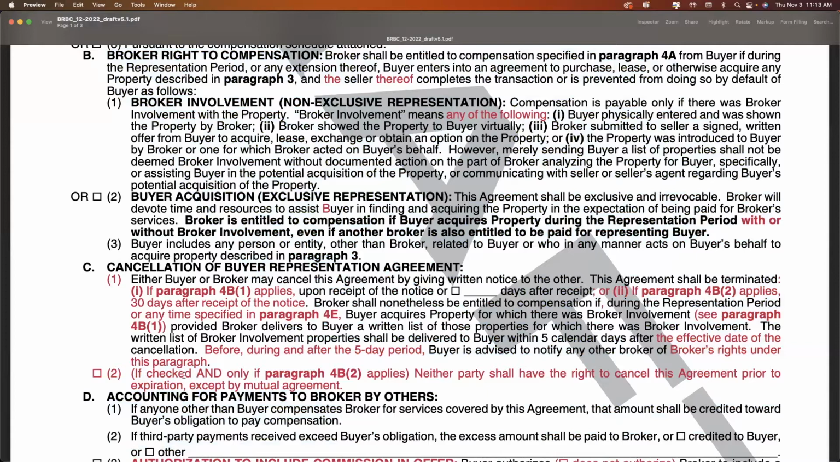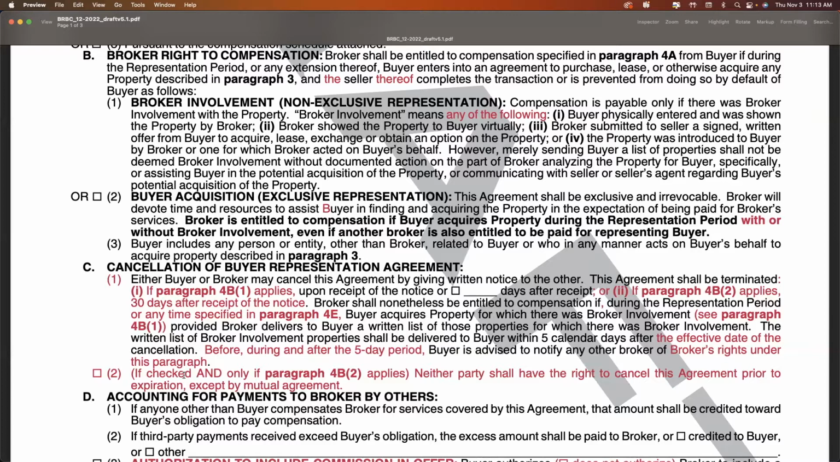But what it's telling you is if this is canceled or the time period runs out, any broker involved properties, if I give them a list of those properties within 5 days of the cancellation or the termination of this agreement, if they go to buy one of those properties, I have to step back in as their agent, just like the exclusions work on the listing, right?